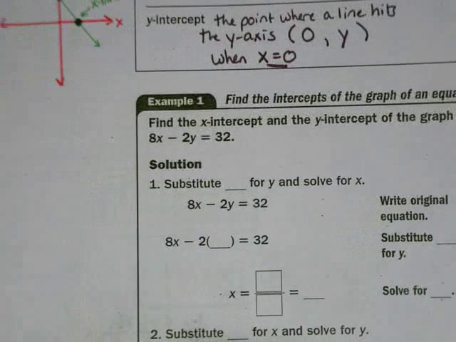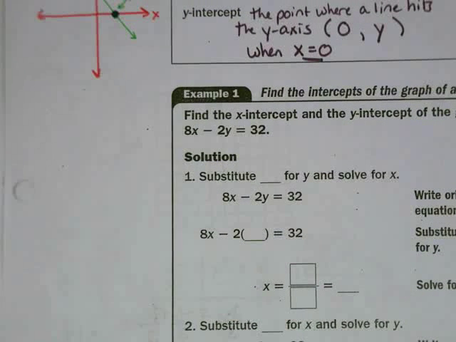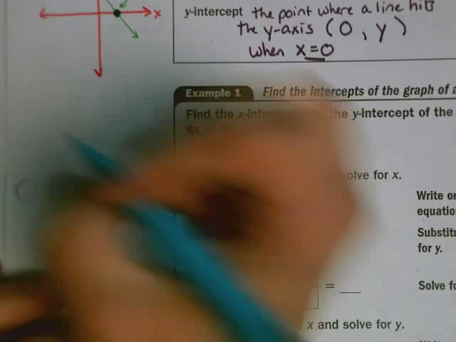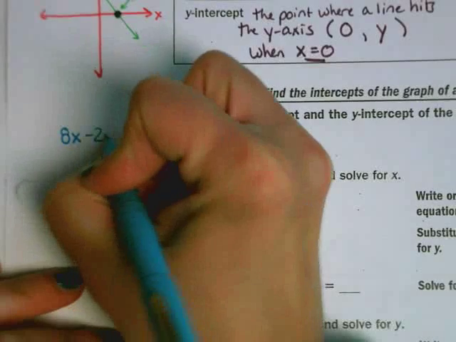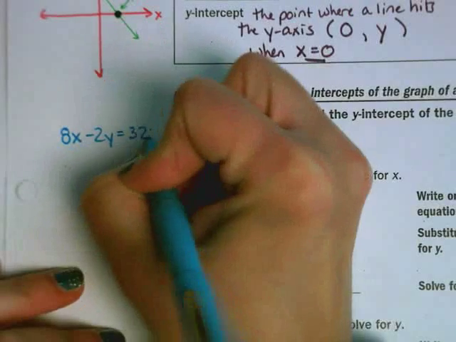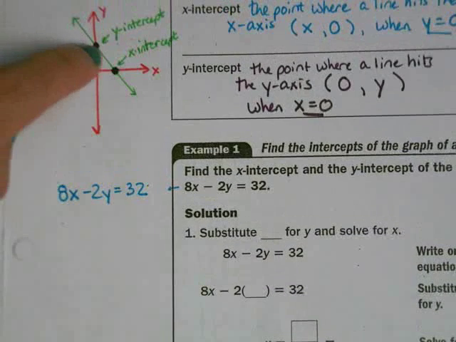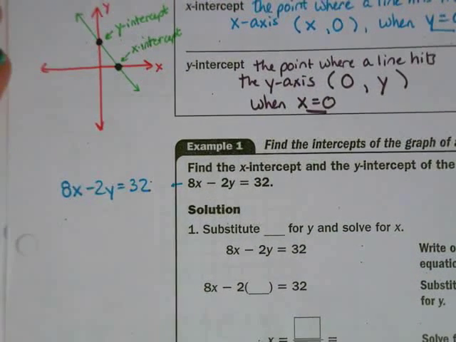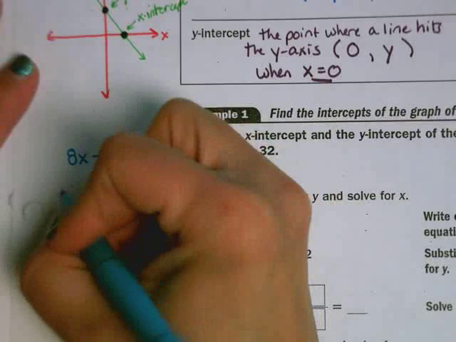And actually, I'm not even going to use the workspace over here. We're going to put our work here because we can do it a little bit more efficiently than they've got us doing in this way. So I'm just going to write this equation again. 8x minus 2y equals 32. All right, our goal is to find 2 points, where it hits the y-axis and where it hits the x-axis. So it doesn't matter which one we find first. I'll find the x-intercept first just because it comes first.